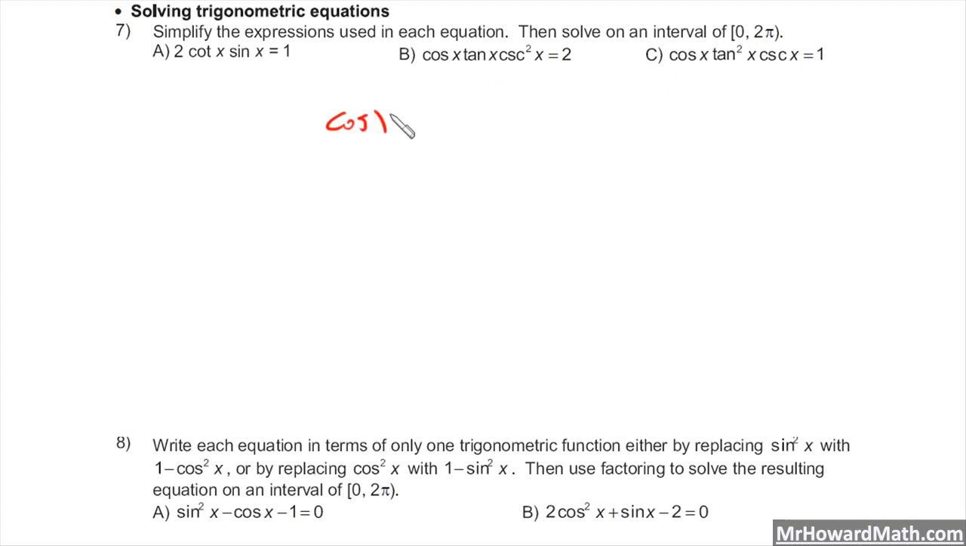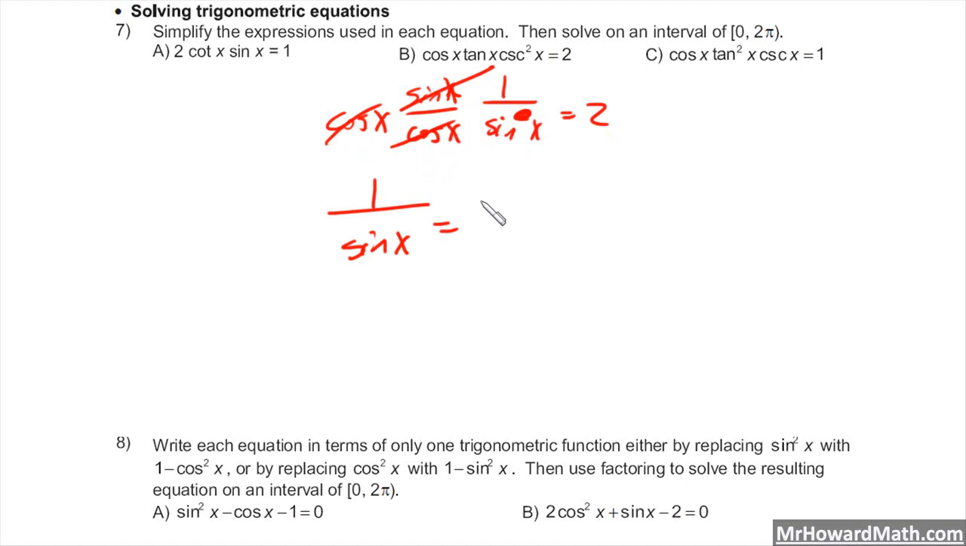So we have cosine x, tan x is sine x over cosine x, and cosecant squared x is the same thing as 1 over sine squared x, which equals 2. So then let's cancel what we'll cancel. This cosine x goes with that cosine x. This sine x goes with that square there. So I have 1 over sine x equals 2, I'll put it over 1. So 1 over sine x is the same thing as cosecant x equals 2 over 1.